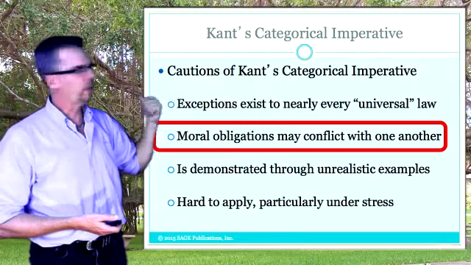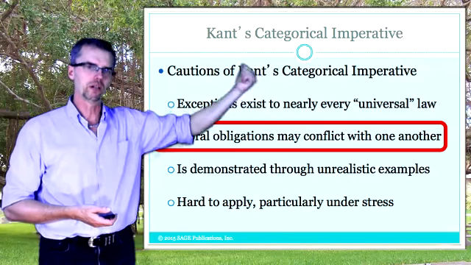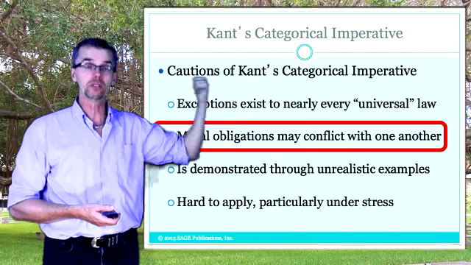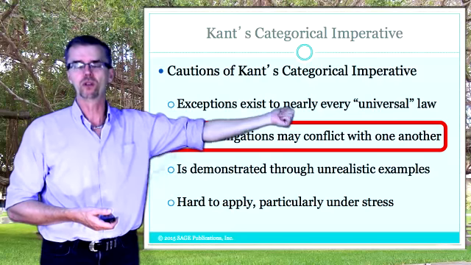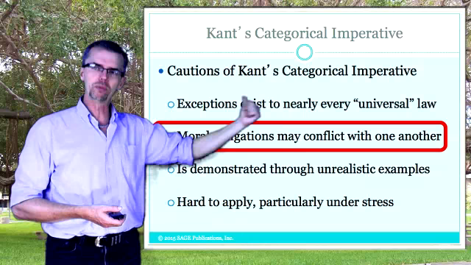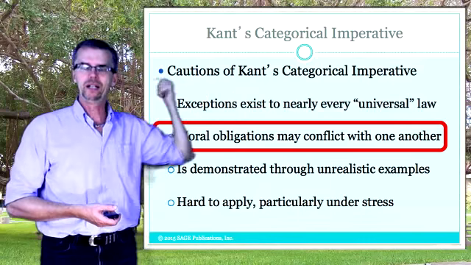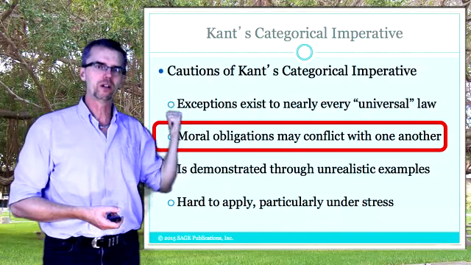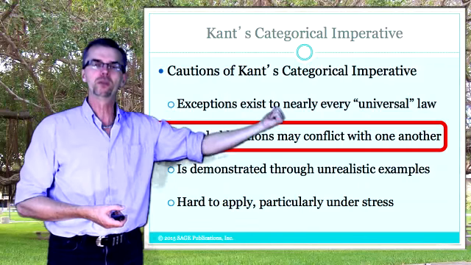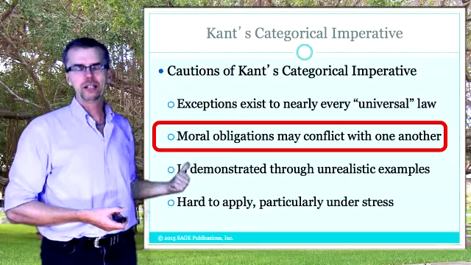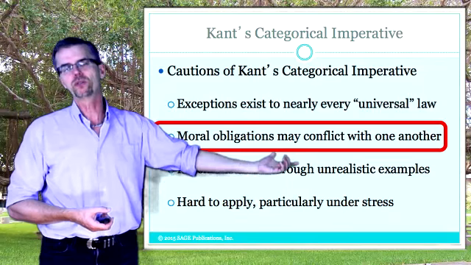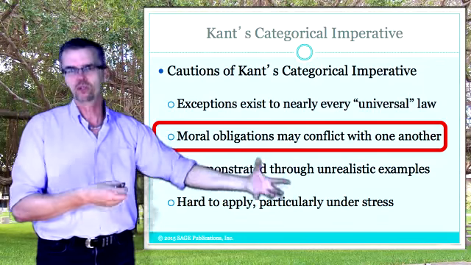The cautions that Johnson gives you about Kant's categorical imperative is that there are exceptions for just about every universal law. The moral obligation may conflict with another person's moral obligation. And what Johnson also points out is that Kant demonstrates his philosophy through unrealistic examples. And it's hard to apply, particularly in stressful situations where society feels stressors.